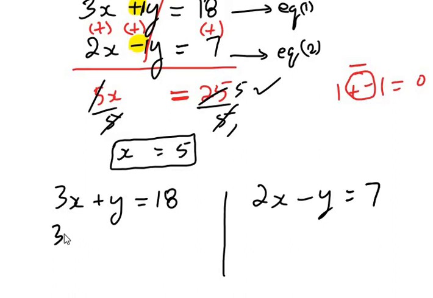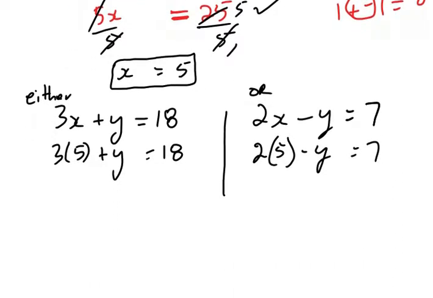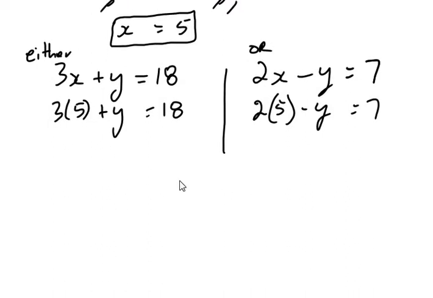So we're going to have 3 times the value of x, which we found to be 5, plus y equals 18. And we're going to do the same thing over here. 2 times 5 minus y equals 7. Remember, when you're doing it, you only choose one equation. So you use either this or this. Don't do both, because they're going to give the same answer. Now, all you're trying to do is solve for y, since you found x. So what would this give us?